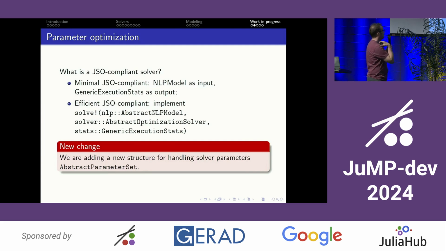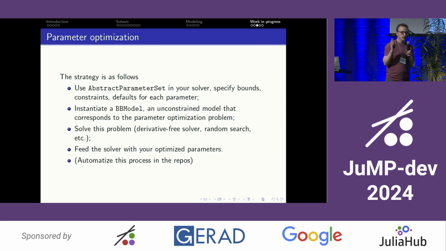We are adding something new called an abstract parameter set to specifically handle the parameters of your problem. And then the workflow goes like this. You use the abstract parameter set, you specify bounds for your parameters and default values, and then we instantiate another optimization problem whose role is to find the best parameters for your solver. Then you solve this problem with derivative-free solvers or random search, or I don't know, and feed the solvers with your new optimized parameters. What we are working on is to make this whole process automatic so that it opens a pull request on your repo and says, oh, I think these are better default parameters. This is all a work in progress, but I'm quite happy to share it with you.